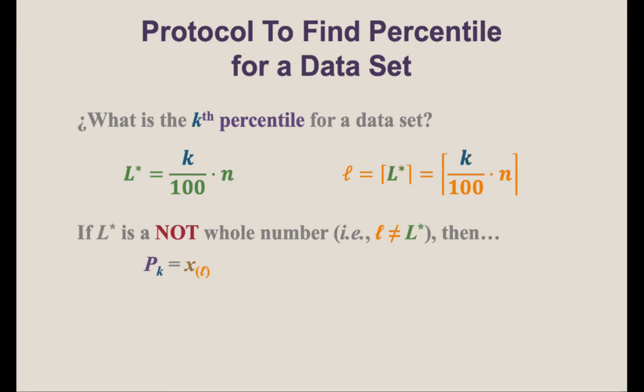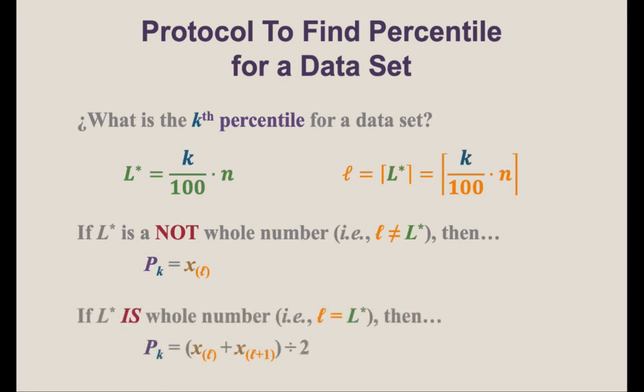set. In fact, it may be good to reiterate that there is a step 0 in this process. The 0th step is to make sure the data set is ordered. Now with that ordered data set, we can locate the Lth value in the data set, and this would be the kth percentile, if L star is not a whole number. If L star is a whole number, then we locate two values from the ordered data set, the value at position L and the value at position L plus 1.